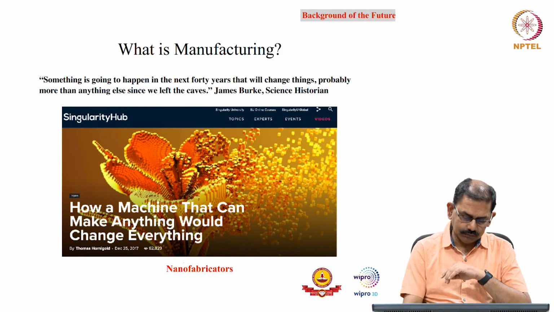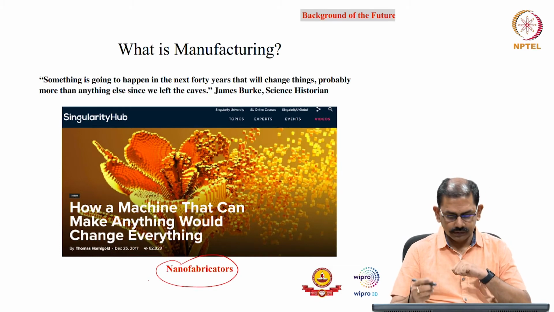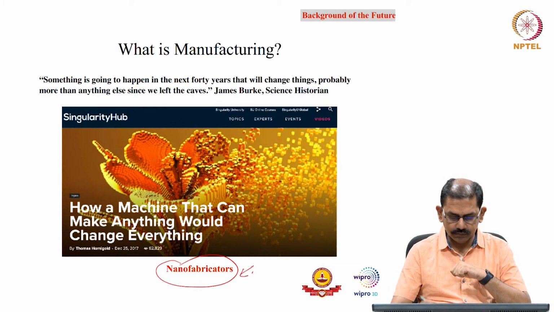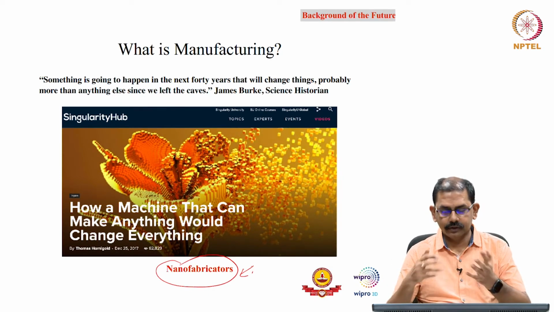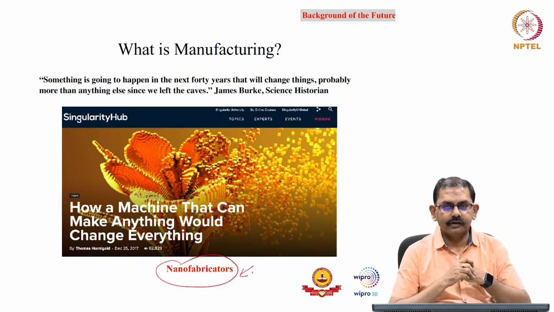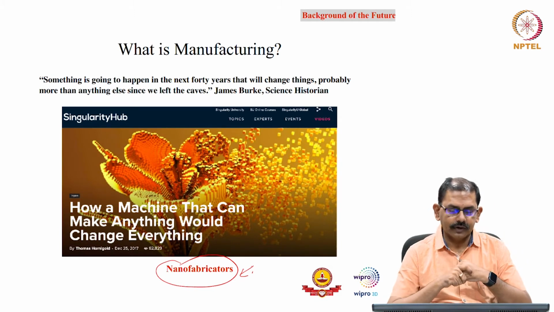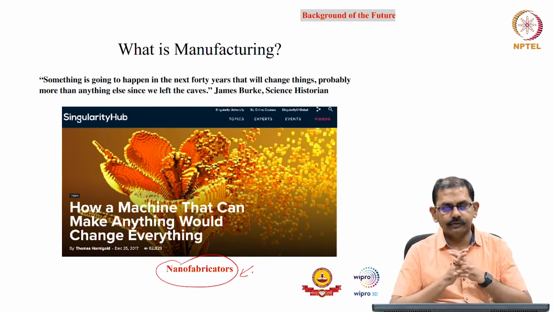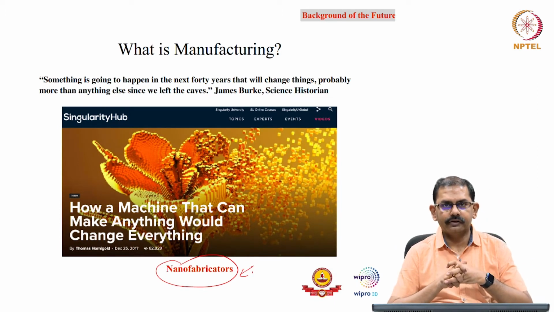And the machine which may resemble the Enterprise replicator may come in future, and that is nanofabricators, right? So you may actually see advances in technology to such an extent that the atoms can be reconfigured into different kinds of products, right? So that is actually too far into the future. We may not be covering that dimension of manufacturing in this course, but let us see how far we actually can go closer to this, right?